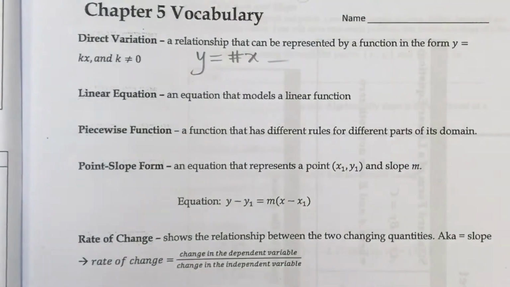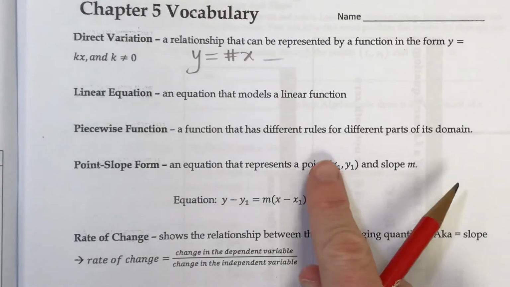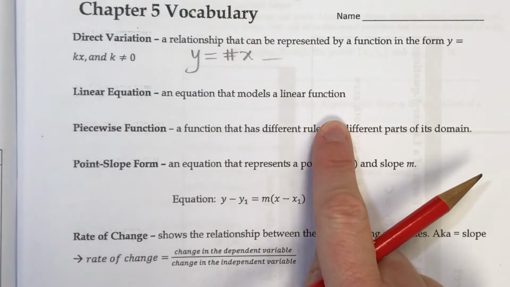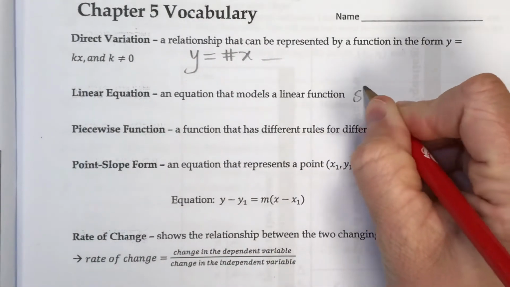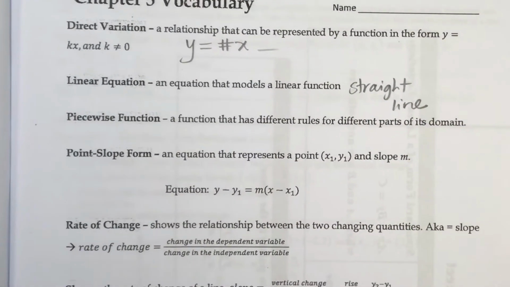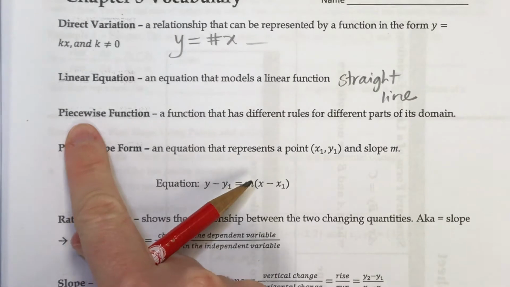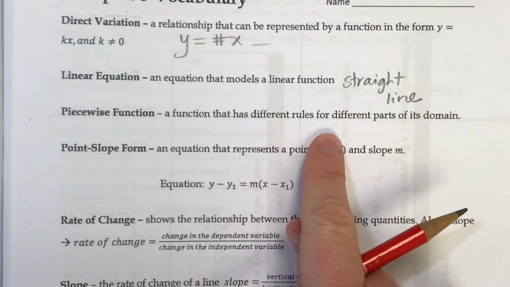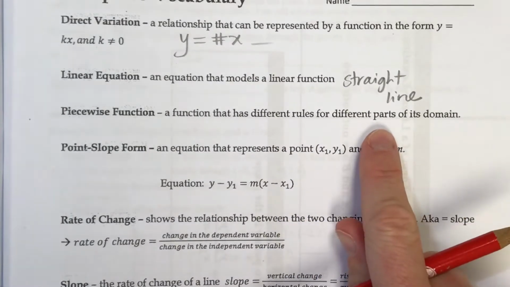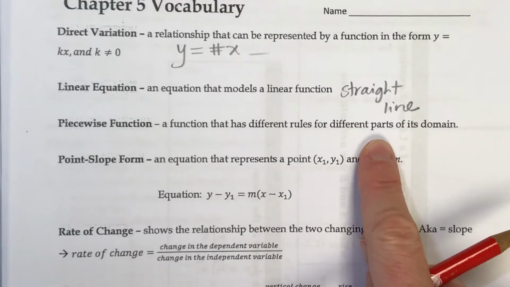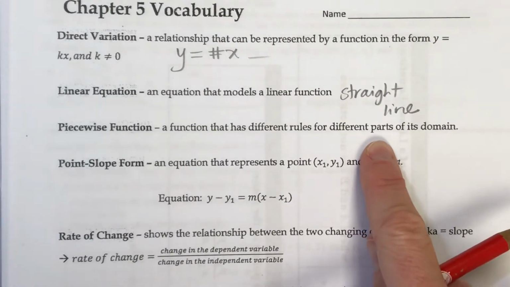Now, linear functions have linear equations. They're called linear because they model a linear function, and that just means that your function models a straight line. And then a piecewise function would mean that you would have a function that has different rules for different parts of your domain. We don't get into a whole lot of this during Algebra 1, but you may see it in Algebra 1, but for sure you'll see it in Algebra 2. So your straight line would be broken up into different pieces, different parts.